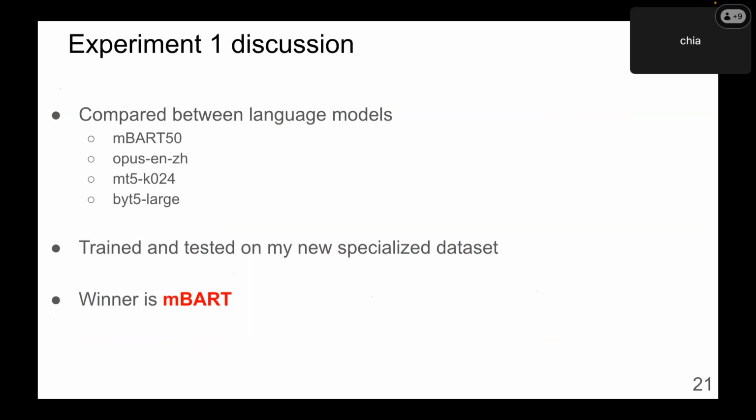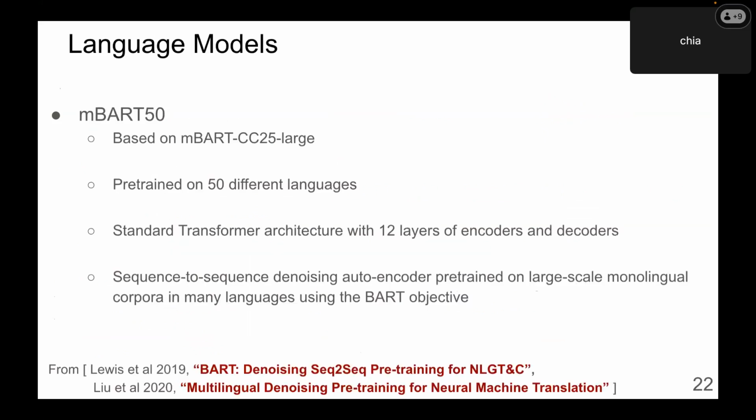For my first experiment, we will compare a few language models. Here, one of the best ones is mBART. For the remainder of my experiments, I will be using mBART. The mBART I'm using here is mBART-50, which is based on 50 different languages and is a standard transformer with 12 layers of encoders and decoders.